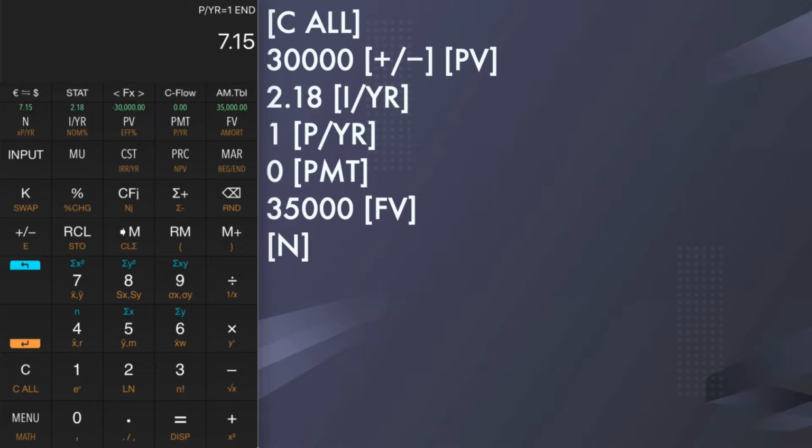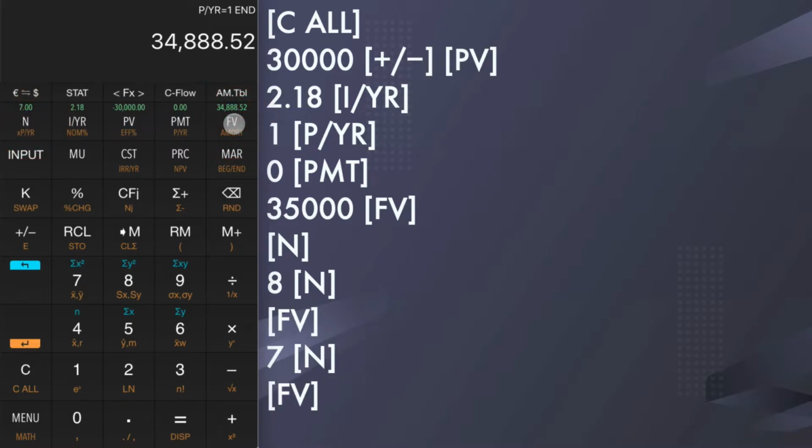The result is 7.15, and the calculated value of N is between 7 and 8. It means that it will take 8 years to achieve a balance of at least $35,000. To see your exact balance after 8 years, put 8 into N and tap Future Value. Your balance after 8 years is $35,649.09. If you want to check your balance after 7 years, put 7 into N and tap Future Value to get the result of $34,888.52.